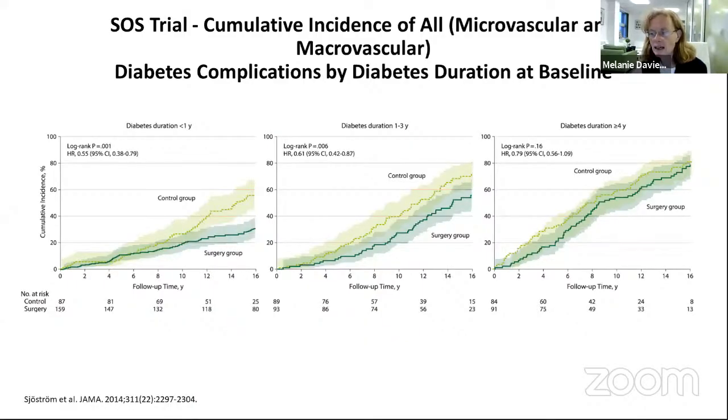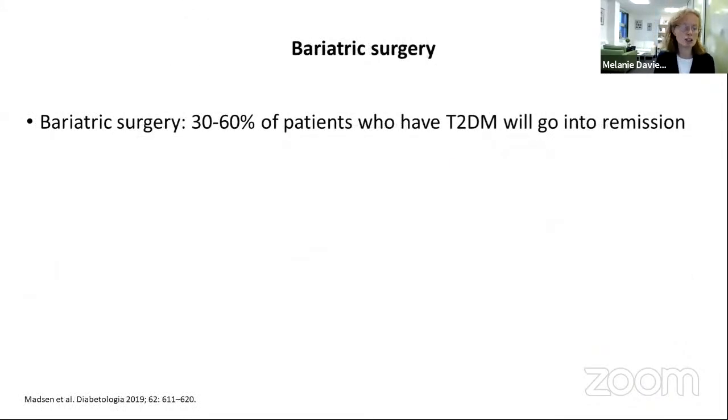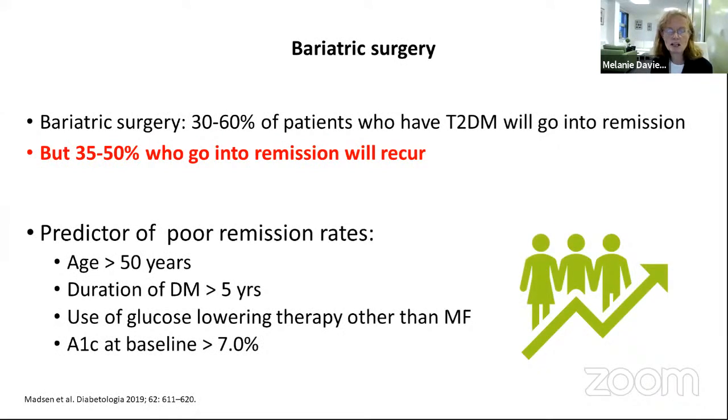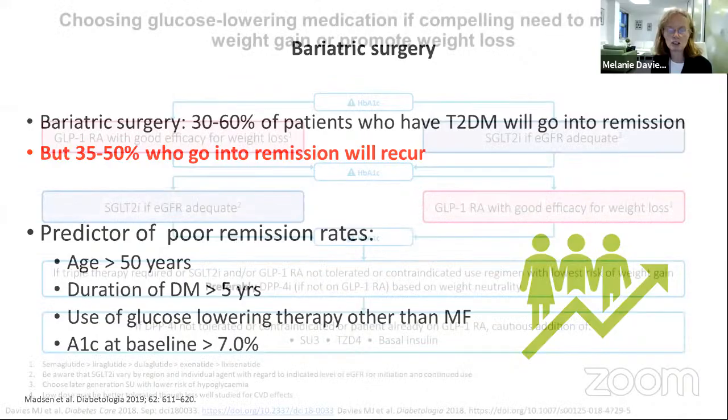So really, bariatric surgery is a very effective weight losing therapy for patients with diabetes, but the long-term benefits and impacts on complications are much less if it's delivered later. So we need to think about that. With bariatric surgery in people with diabetes, around 30 to 60% will go into remission. But even in those patients who initially go into remission, their diabetes will often come back later. And the predictor of poor remission rates, as I've said, is duration of diabetes, but also age, if you're aged over 50, if your baseline A1C is higher, and also if you're on more glucose-lowering agents.